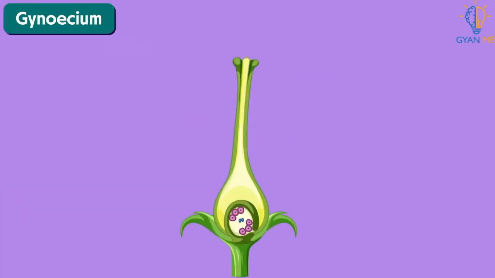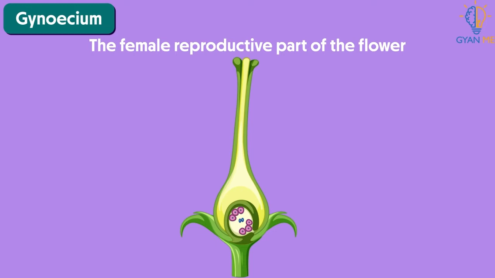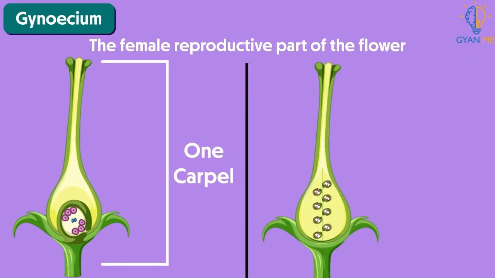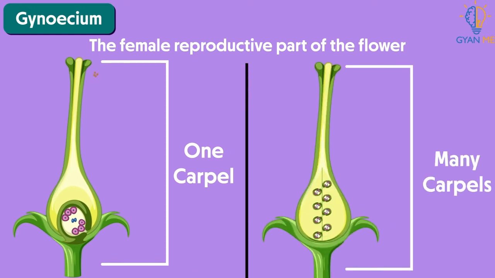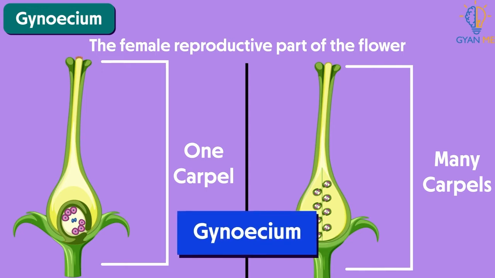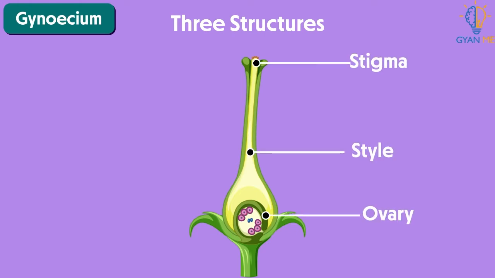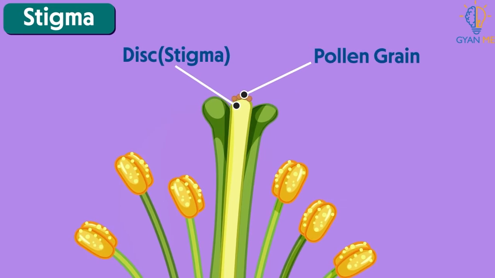Now let us see gynoecium. The gynoecium is the female reproductive part of the flower and is made up of carpels. A flower can have one or more carpels. If there are many carpels, they can be either separate or fused together. On the whole, all these reproductive structures form the gynoecium. A carpel is present in the center of the flower and is made up of three structures: ovary, style, and stigma. The first part is the stigma.